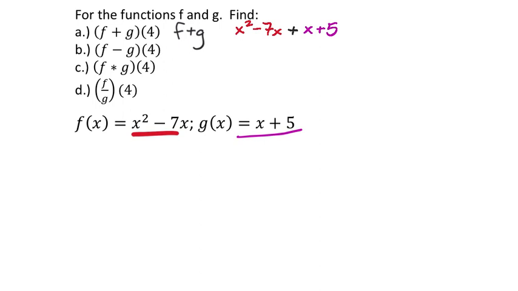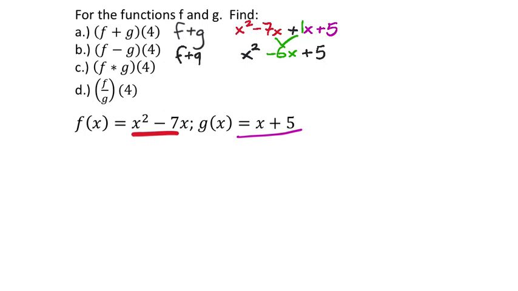So what I'm going to do then is I'm going to combine the two x terms. That's a 1x, by the way. So negative 7x's plus 1x's would be negative 6x's. And then I'm left with this. I'm going to say it's an expression, x squared minus 6x plus 5. This would be the function f plus g of x.